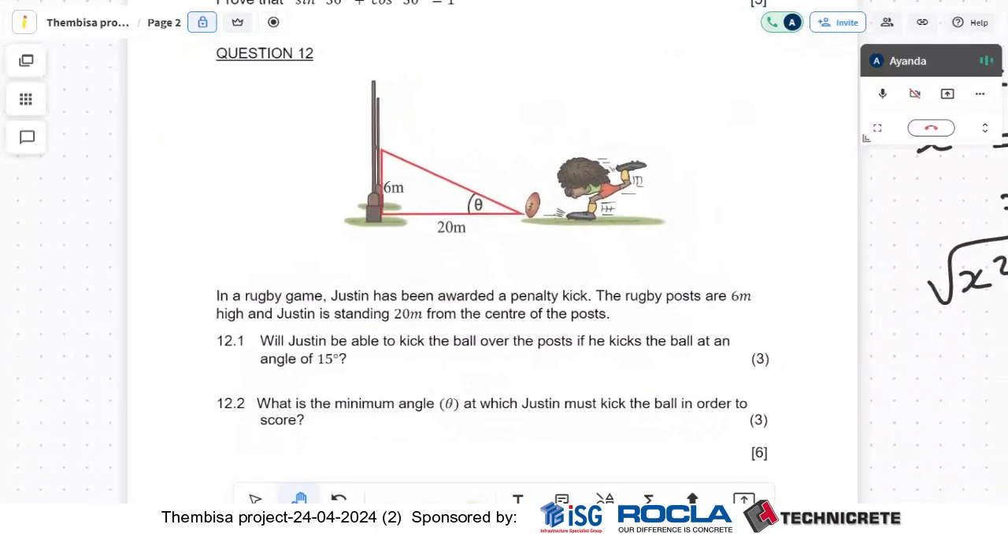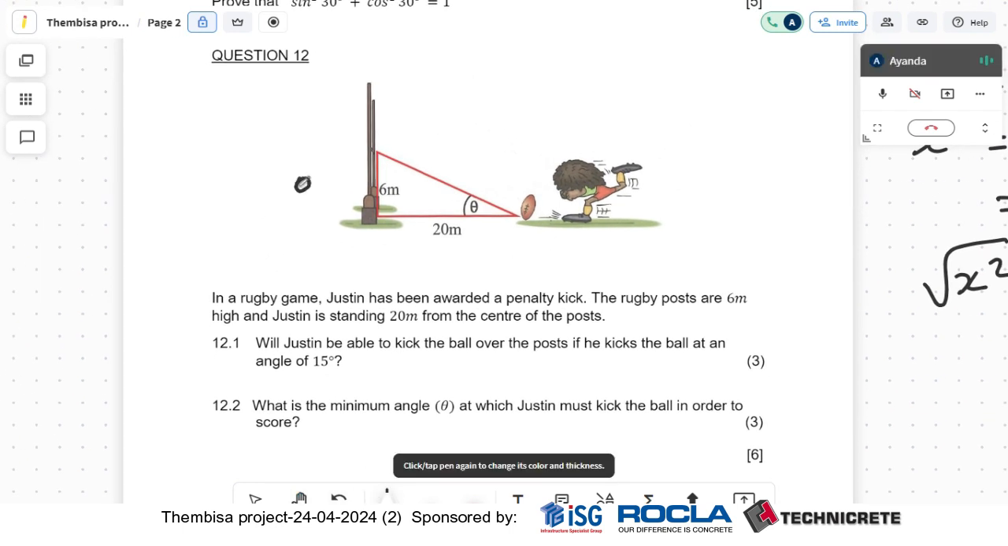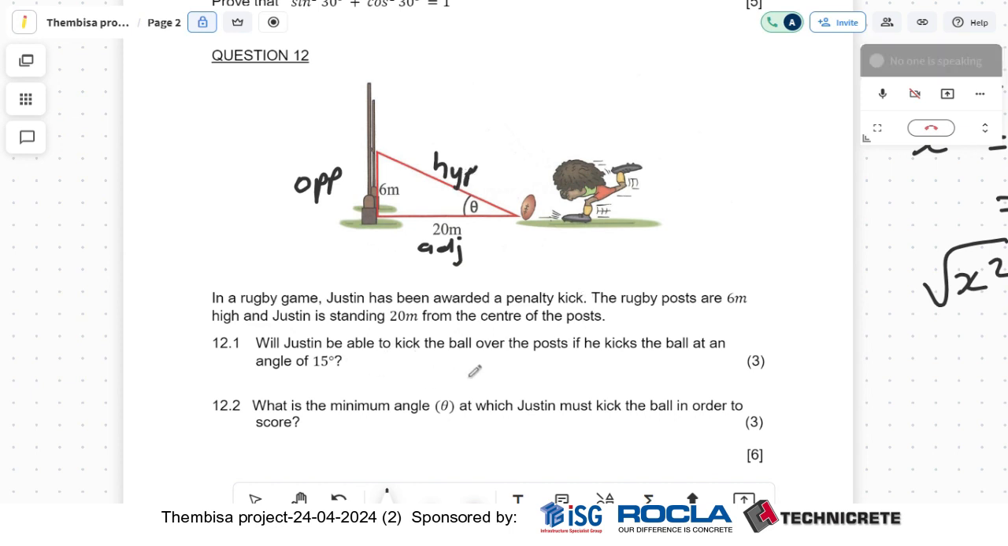Here's the last question. Question 12. In a rugby game, Justin has been awarded a penalty kick. The rugby posts are 6 meters high, so that's our Y. And Justin is standing 20 meters from the center of the posts, so that's our X. And if we have theta here, the 6 meters is opposite, 20 meters is adjacent, and this is our hypotenuse. Will Justin be able to kick over the post if he kicks at an angle of 15 degrees?